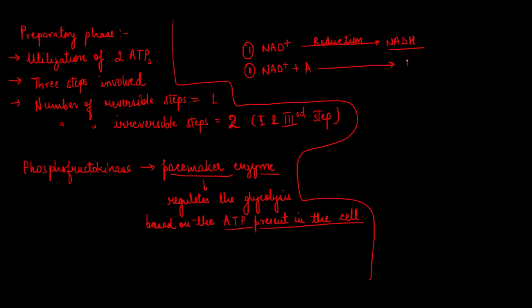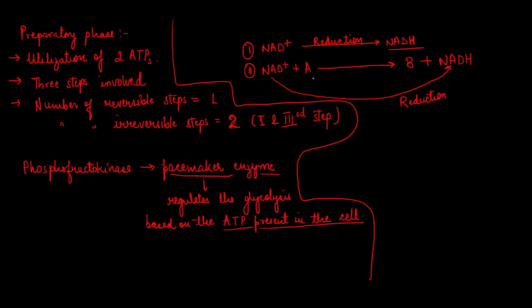Now, what you are seeing is that A is converting to B, and this NAD is converting into NADH. So we are seeing that this NAD plus is undergoing reduction. So what can we say about this A to B conversion? If in a reaction one substrate is undergoing reduction, it means another substrate is undergoing oxidation.